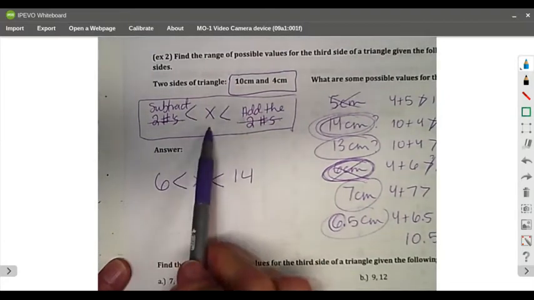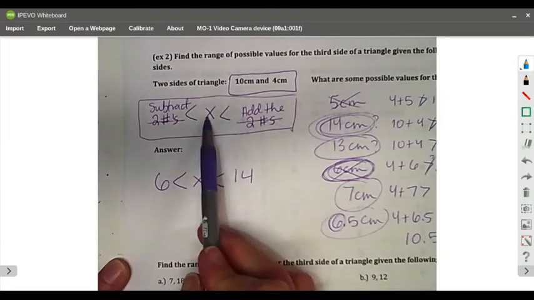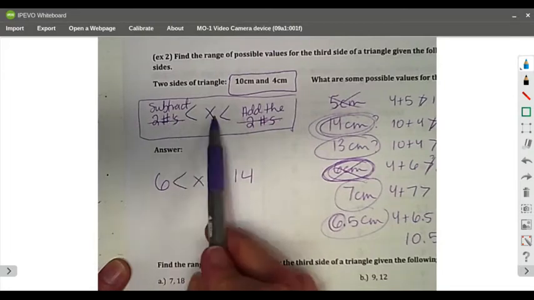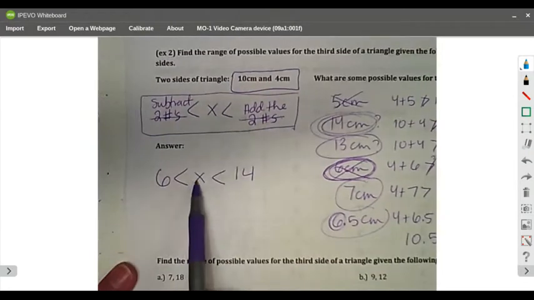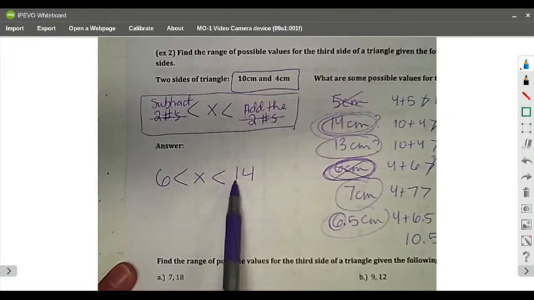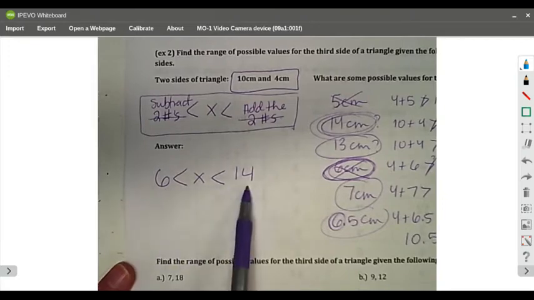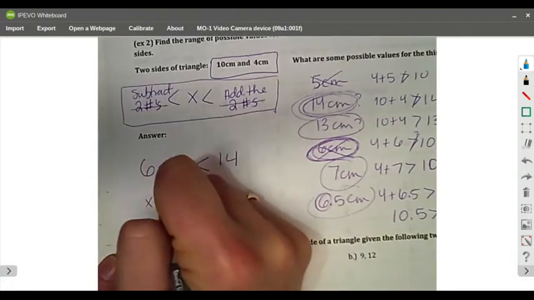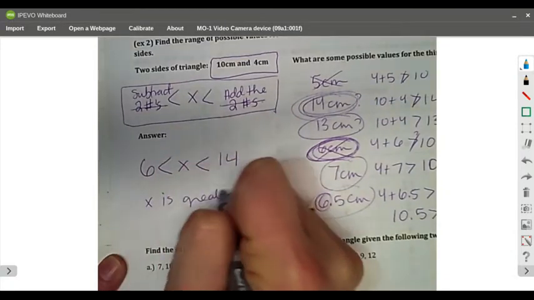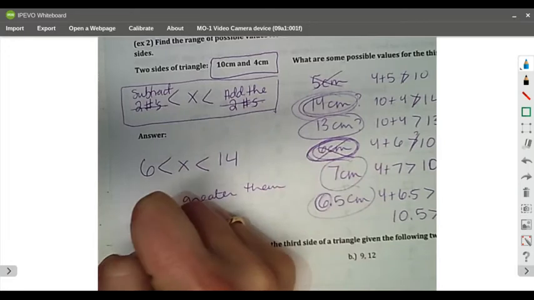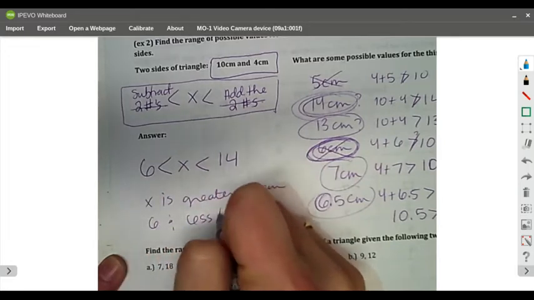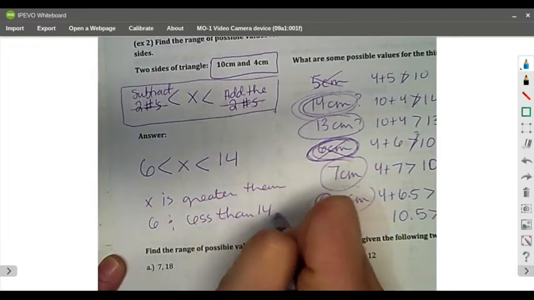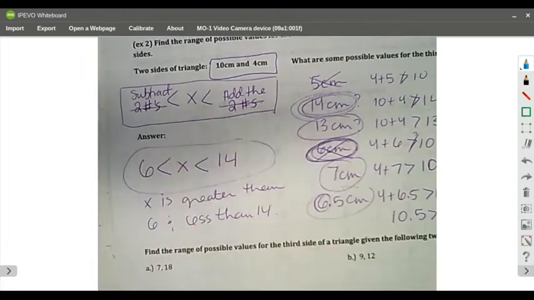And this notation just means x is greater than that number and less than this number. So this one you would say x is greater than 6 and less than 14. Or you could say between 6 and 14. That would work too. If you'd rather write it in words, that's fine too. X is greater than 6 and less than 14. However you want to write it. I usually just write it like that. It's a little easier, but whatever works for you.